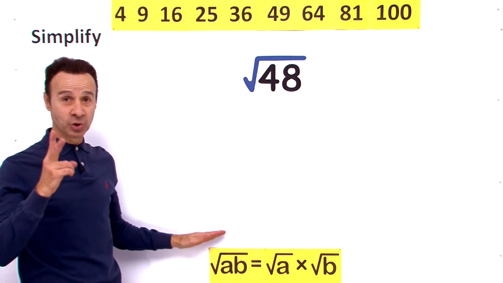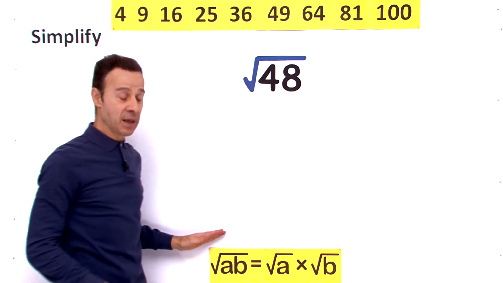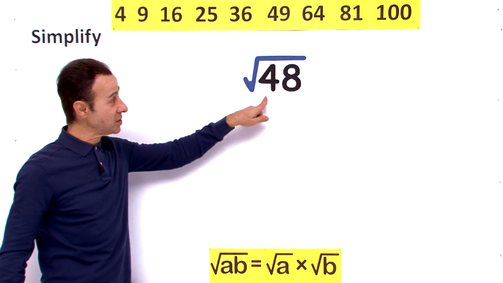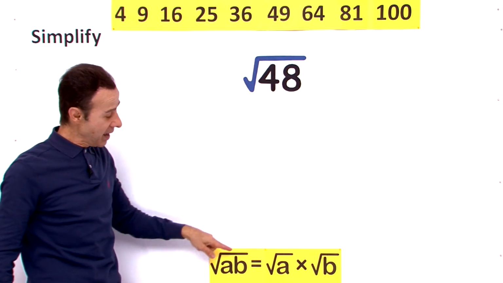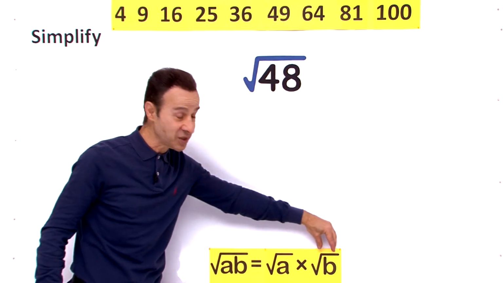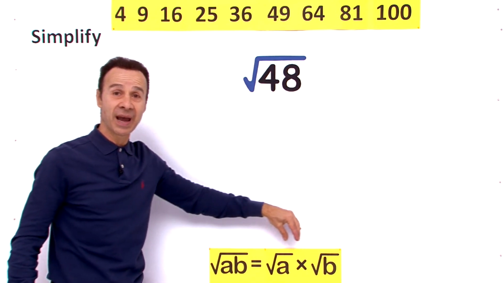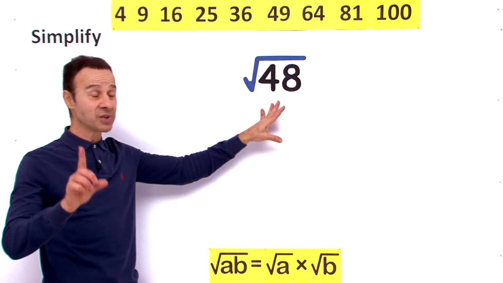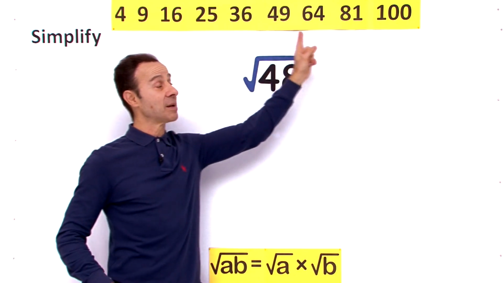So we're going to find two numbers that multiply to give us 48. And the two numbers are like this, two numbers under the house. Something times something gives me 48, and that's equivalent to having those two numbers separated, each under the house, each under that surd. So we're going to do that. Now, one of the numbers needs to be a perfect square, like these numbers up here.